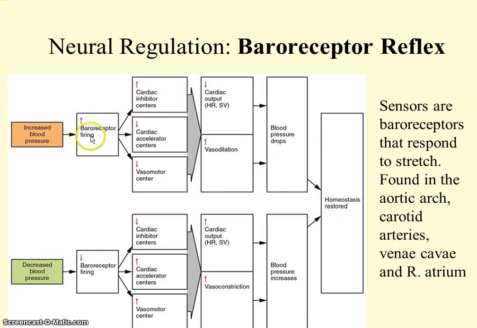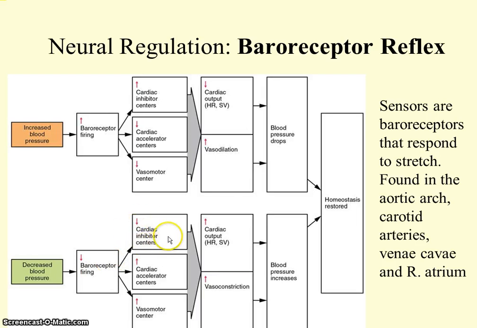So as we increase baroreceptor firing, we increase the cardiac inhibitor centers and decrease the accelerator, because more pressure is something you do not want. And you would also decrease the vasomotor center, which is applying resistance to the blood vessels, which would also increase blood pressure. So as a result, cardiac output decreases, heart rate and stroke volume decrease, vasodilation increases, and blood pressure drops. The opposite would happen, of course, if you decreased blood pressure inappropriately, so the baroreceptors would not send as many impulses.